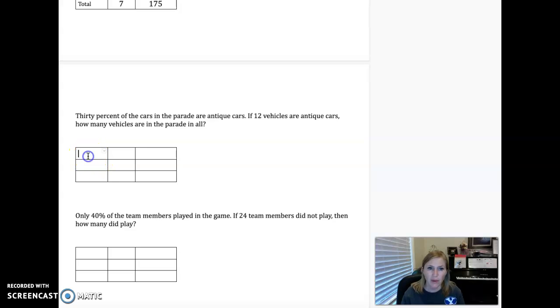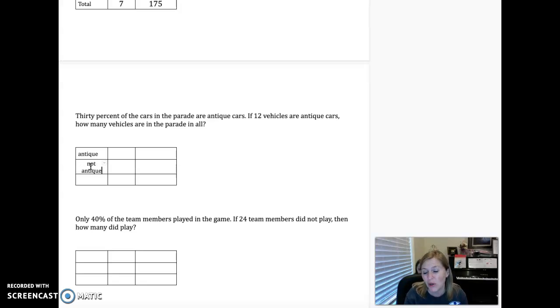Okay, so one of them that we do know is that there's antique, and then there's going to be not antique cars. It's kind of going to be one or the other for this case. And then there was a total. So there were some that were antique, some that were not antique, and then there was a total amount.